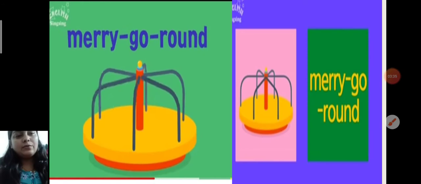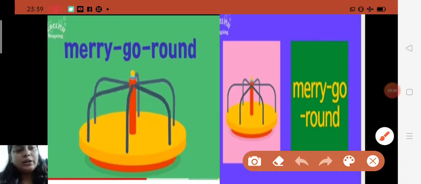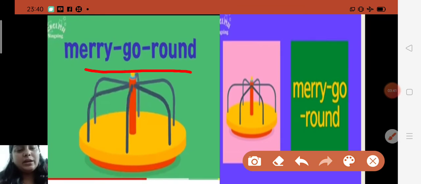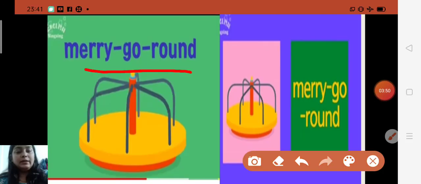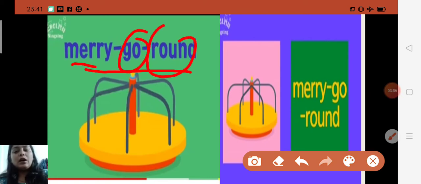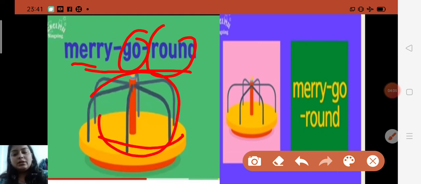Now the next one is here, merry-go-round. The spelling of merry-go-round is M-E-R-R-Y, merry, G-O, go, R-O-U-N-D, round. A merry-go-round is a revolving machine with chairs on which children ride for amusement.